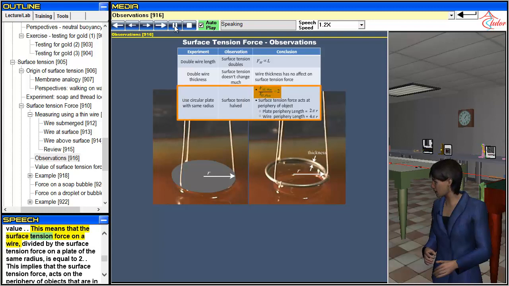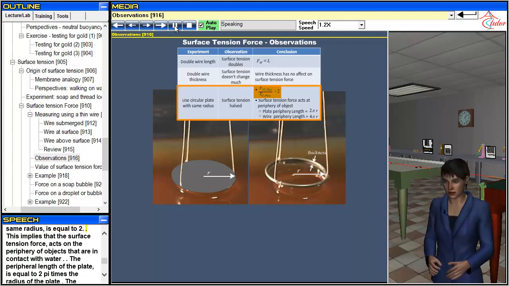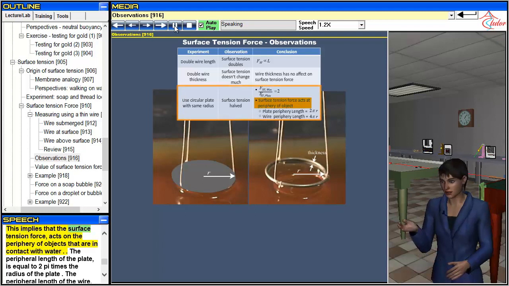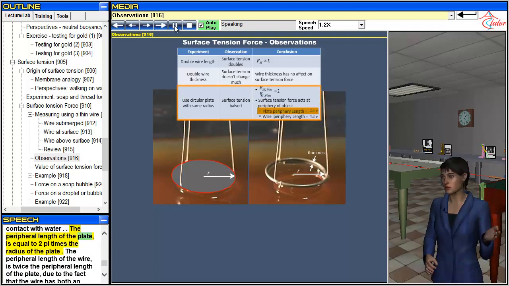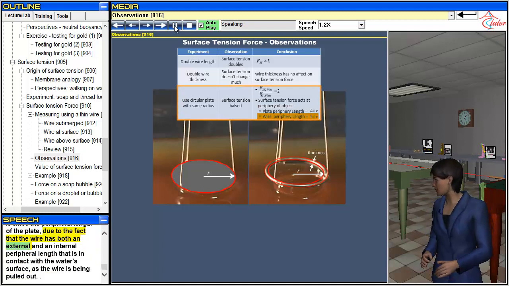This means that the surface tension force on a wire, divided by the surface tension force on a plate of the same radius, is equal to 2. This implies that the surface tension force acts on the periphery of objects that are in contact with water. The peripheral length of the plate is equal to 2 pi times the radius of the plate. The peripheral length of the wire is twice the peripheral length of the plate, due to the fact that the wire has both an external and an internal peripheral length that is in contact with the water's surface, as the wire is being pulled out.